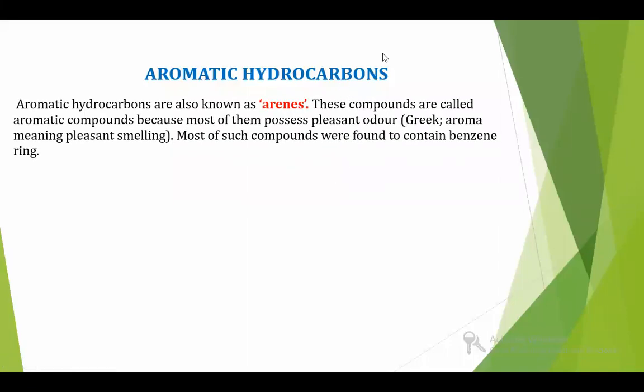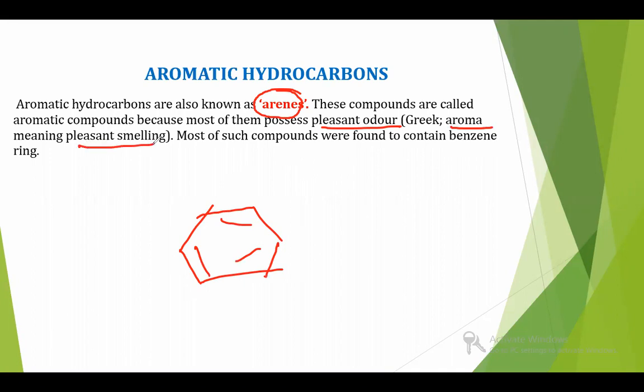Aromatic hydrocarbons are also known as arenes. An arene is nothing but a compound with at least one benzene ring, and that is an aromatic hydrocarbon. These compounds are called aromatic hydrocarbons because most of them possess a pleasant odor. This is derived from the Greek word aroma, meaning pleasant smell. After burning, they give a characteristic smell. Hence, we call them aromatic hydrocarbons.